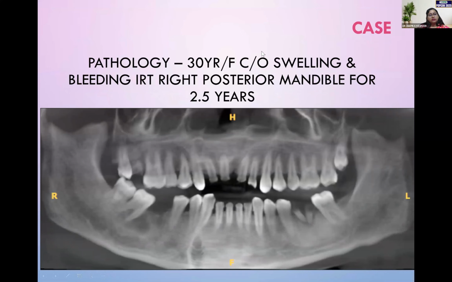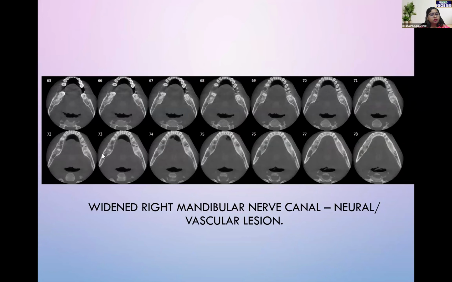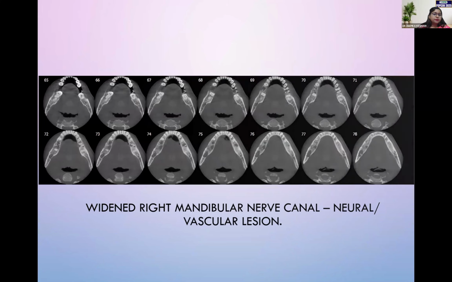Now, this 30-year-old female patient was complaining of swelling and bleeding in relation to the right posterior mandible for 2.5 years. In this case, we can see that the right mandibular nerve canal appears to be tortuous and relatively widened. In CBCT, you can see the widening of the right mandibular nerve canal. So the possibilities include that it might be either a neural or a vascular lesion, which will be confirmed by biopsy.